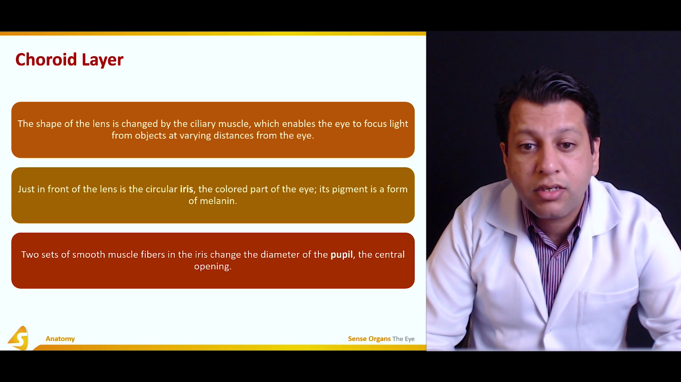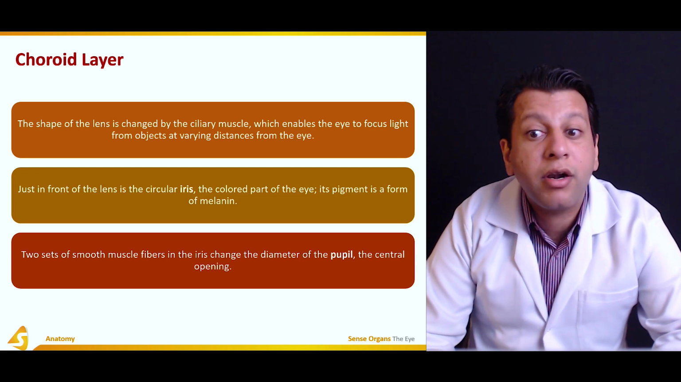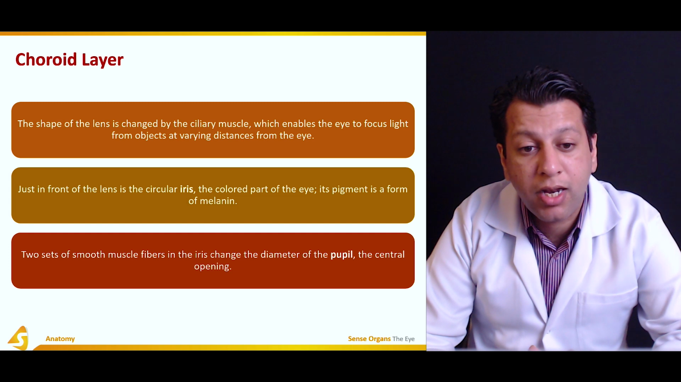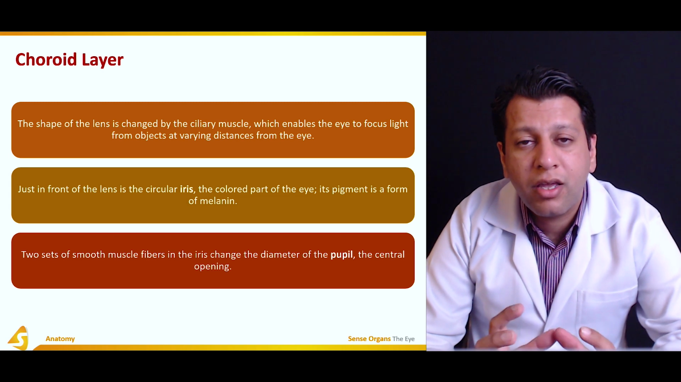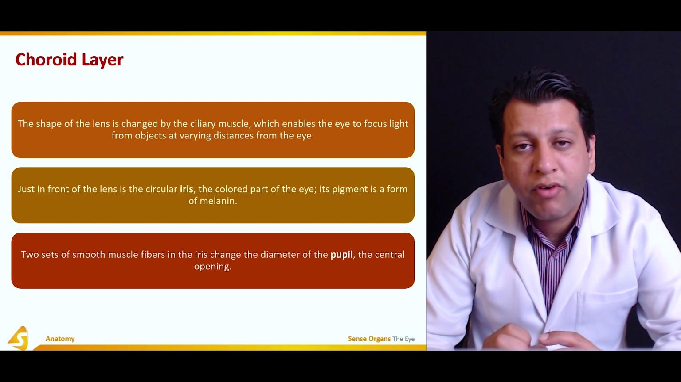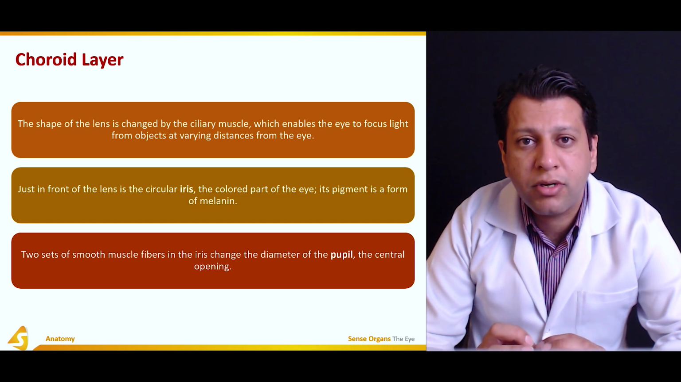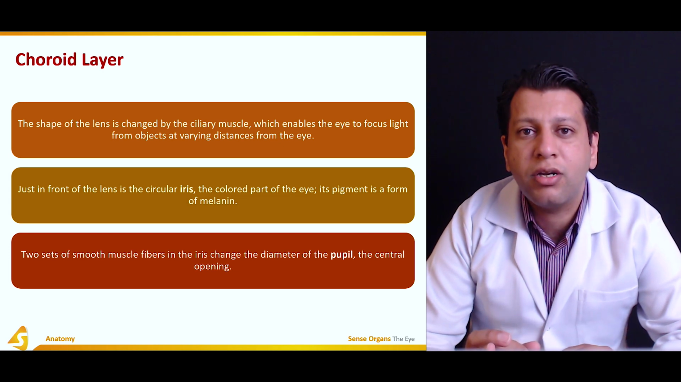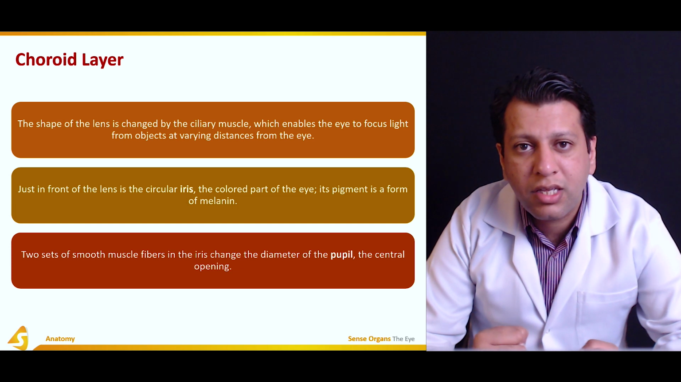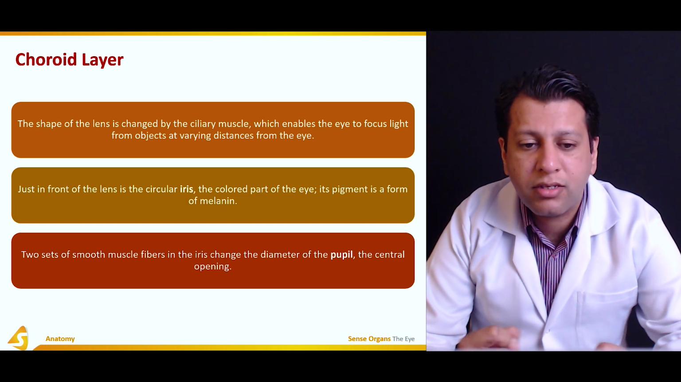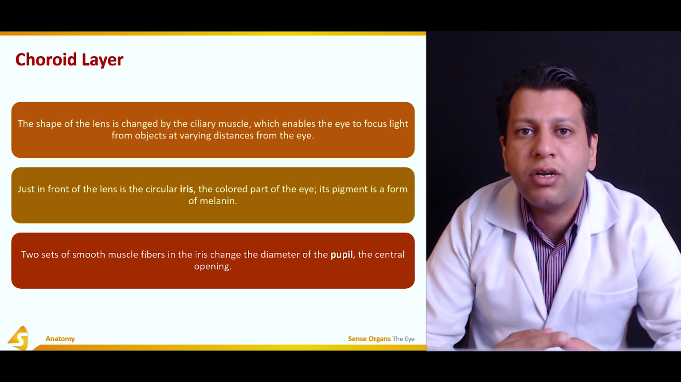Just in front of the lens is the circular iris, the colored part of the eye. Its pigment is a form of melanin. Two sets of smooth muscles in the iris change the diameter of the pupil, the central opening. There are circular muscles and radial muscles. When the circular fibers contract, this results in a decrease in the aperture, and there will be decreased light going into the eyeball. And when the radial fibers contract, they increase the lumen of the iris. As a result, increased light will be going into the eyeball.